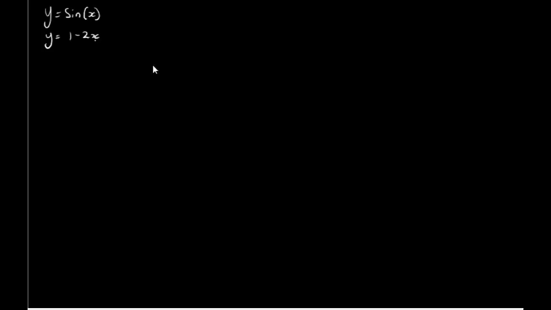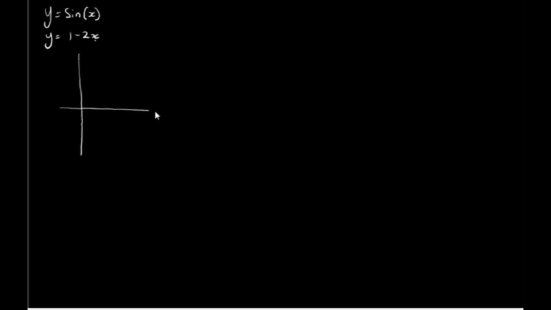Welcome to this video. In this video, we're going to have a look at example 15, where we've got the graph of sine x and y equals 1 take 2x. The first part of the question says to sketch both of the graphs on the same set of axes. So let's go ahead and do that.